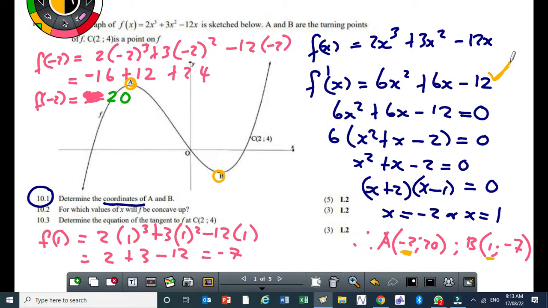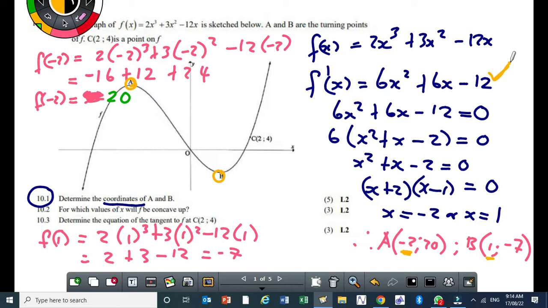You following that? Don't complicate things. Just find the first derivative. You want to find the coordinates at the turning point. Find the first derivative and then you take it to 0, and then solve the quadratic equation. Now, when you solve the quadratic equation, you find the x values. If the question is talking about coordinates, it means you also need to find the y values. So you substitute the x values into the original equation.